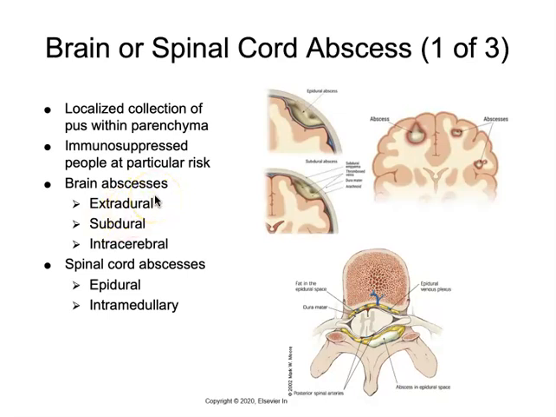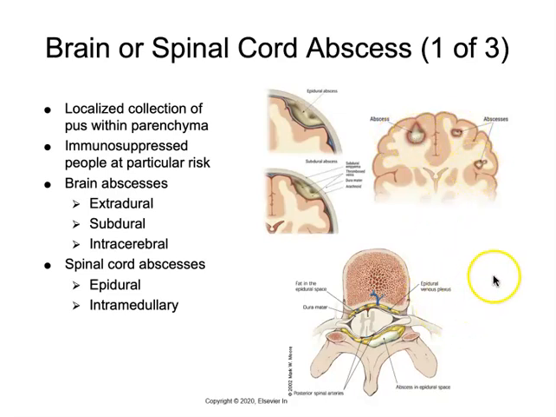Next, we're going to talk about brain or spinal cord abscesses, which refers to a localized collection of pus within the parenchyma due to infection. So when we have immunosuppressed individuals, we'll see that they are at a higher risk as their bodies struggle to fight off these infections. And if we have a brain abscess, it can occur in different locations. So you can see how we have several of these throughout the brain tissue here. And we can also give them specific names, such as an epidural abscess or subdural abscess that we see pictured here, extradural abscess, or intracerebral abscess, which is what's pictured over here.